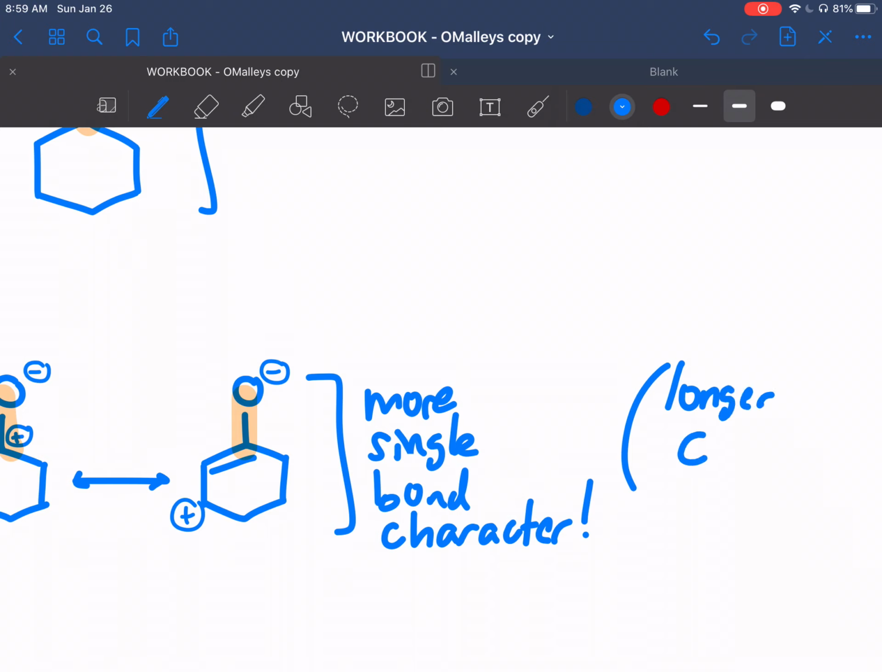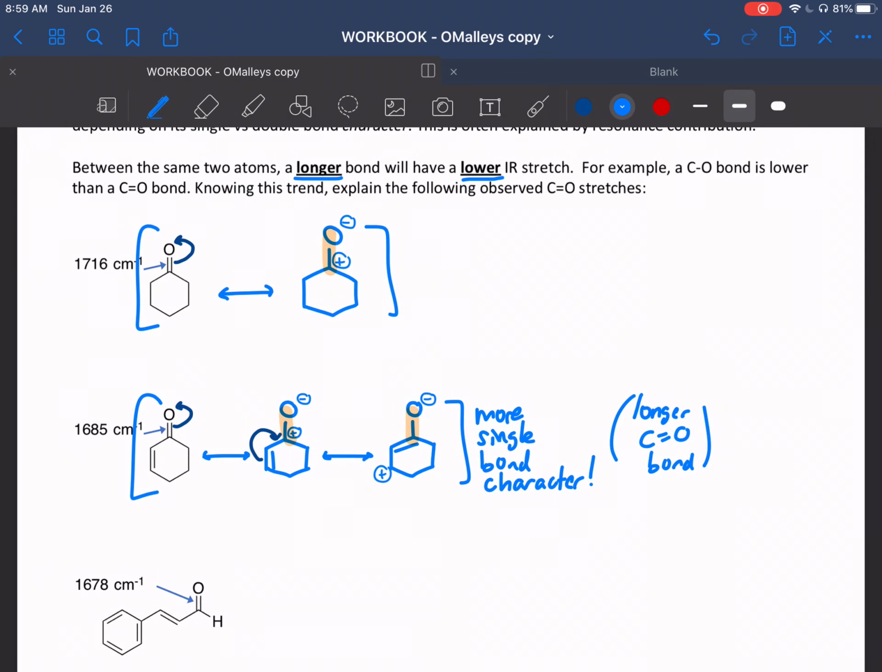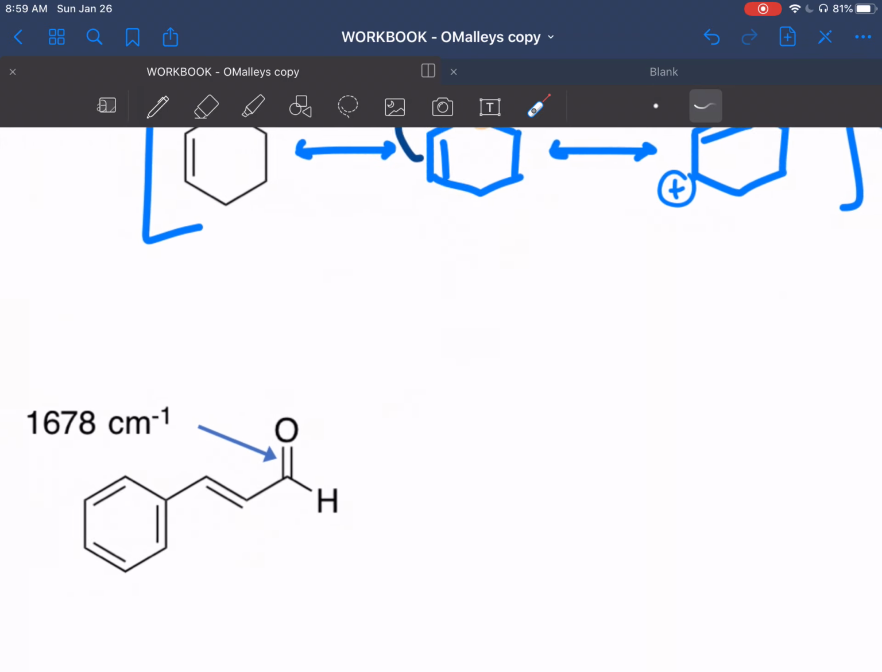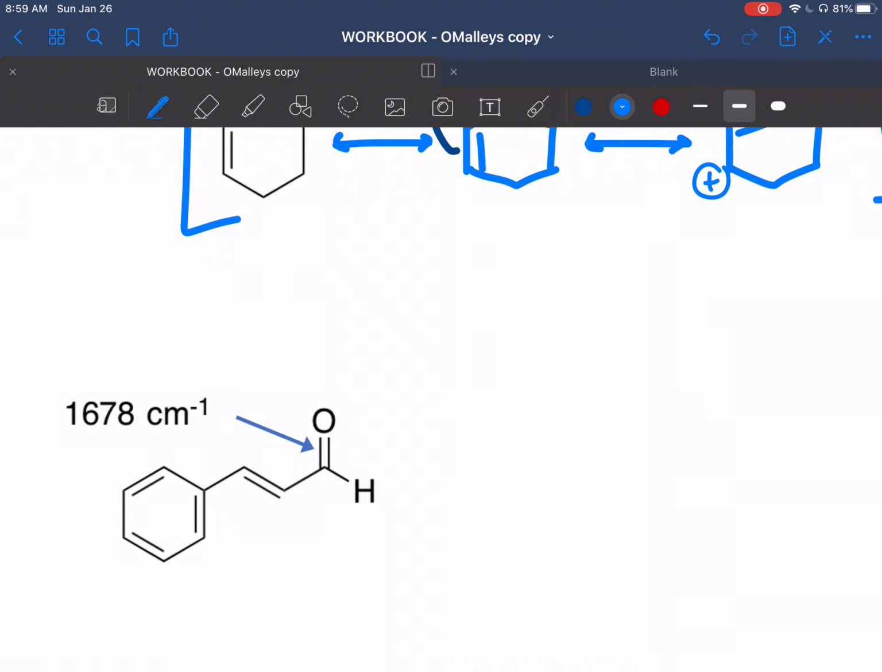So this carbonyl is longer than the first one, because of resonance contribution. And as a result, it shows up at a lower stretch. So that is what explains exactly what we see. So to wrap up, I want you to hit pause and try and come up with as many different resonance contributions as you can for this aldehyde, and hopefully you'll see it explains why its stretch is even lower than the other two.